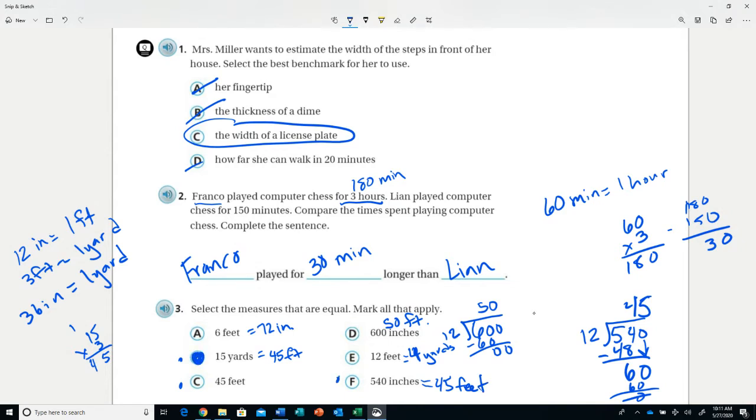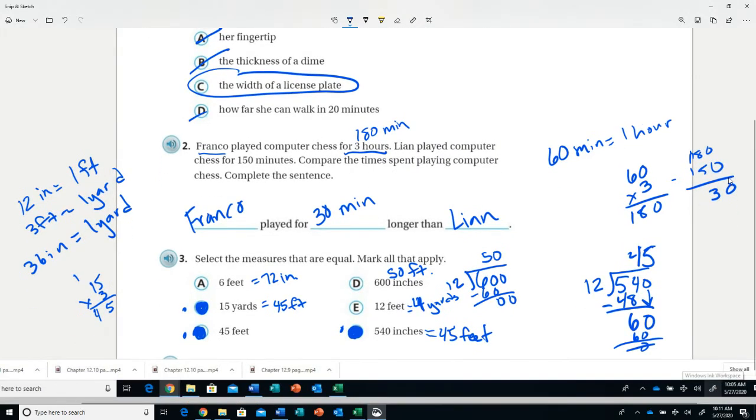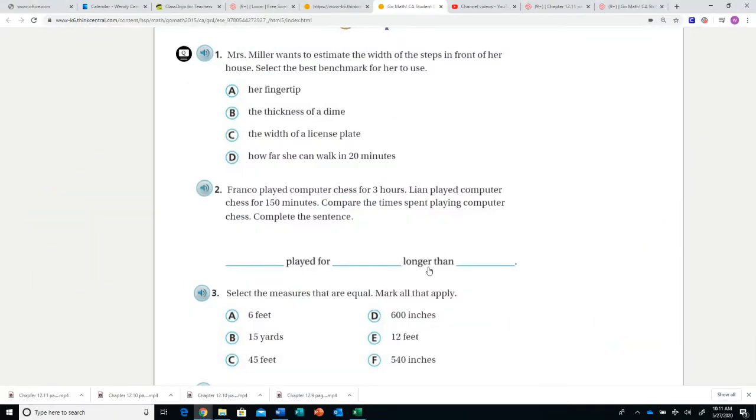So I would choose B and C and F as matching answers, that they are all equal, that 540 inches equals 45 feet, which is equal to 15 yards. You just kind of have to work with it. You got to kind of figure out what you're looking for here. Not a hard question, but you definitely got to put some effort into it.